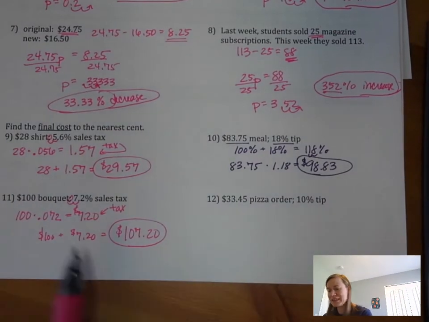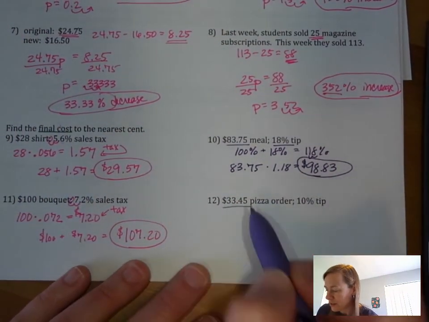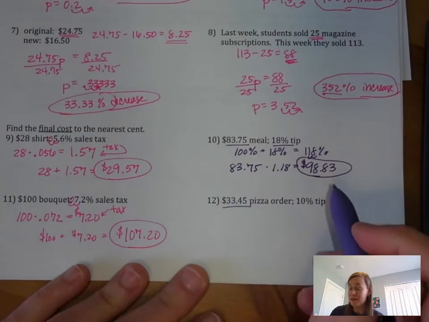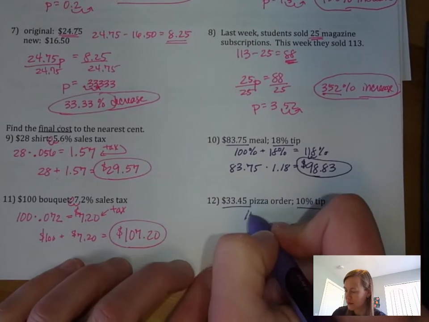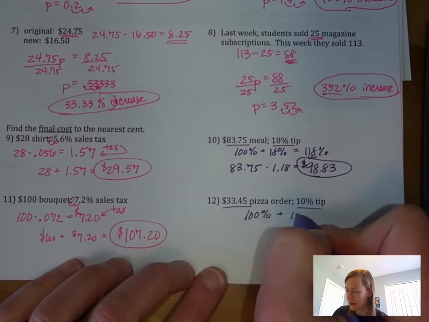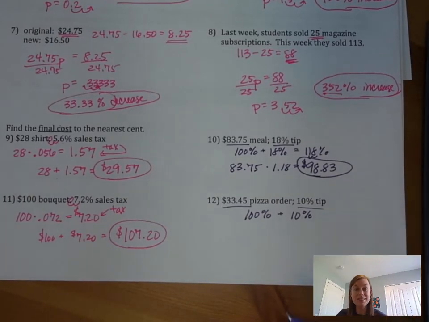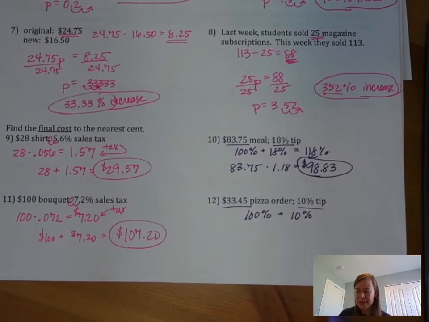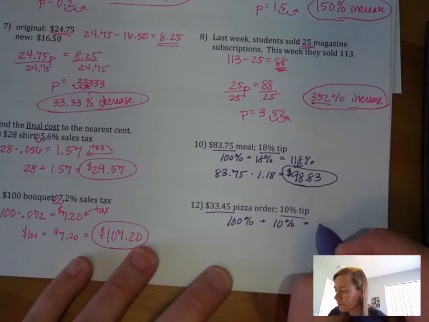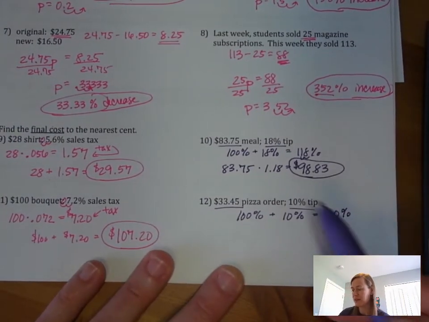Okay, now let's talk about this pizza. We're going to go back and do it the other way, so I'll switch to purple. So you've got $33.45 for pizza, and you have a 10% tip. So let's go ahead and add first: 100% plus 10%. Now, if it had been like a decrease, like maybe a discount, something like that, you would have to do 100% minus 10%. But in this case, tip gets added to the amount. It's just like a markup, so we're going to do it this way. And that is going to equal 110%.